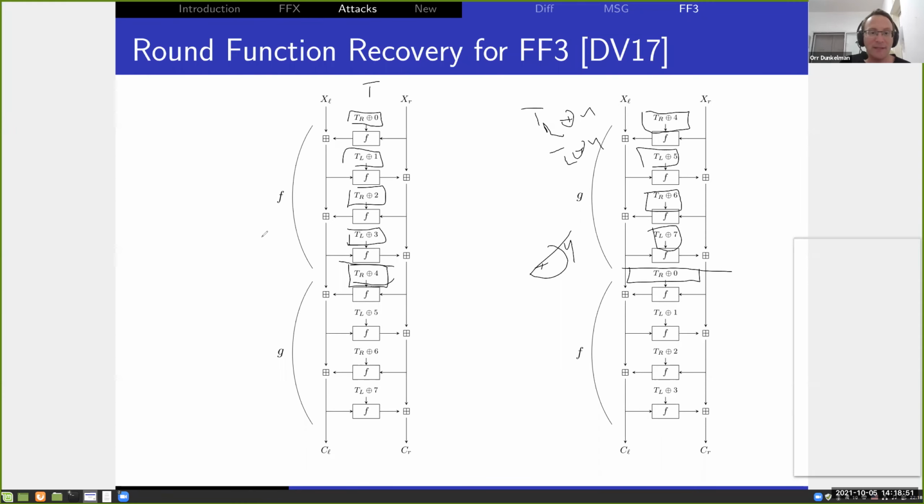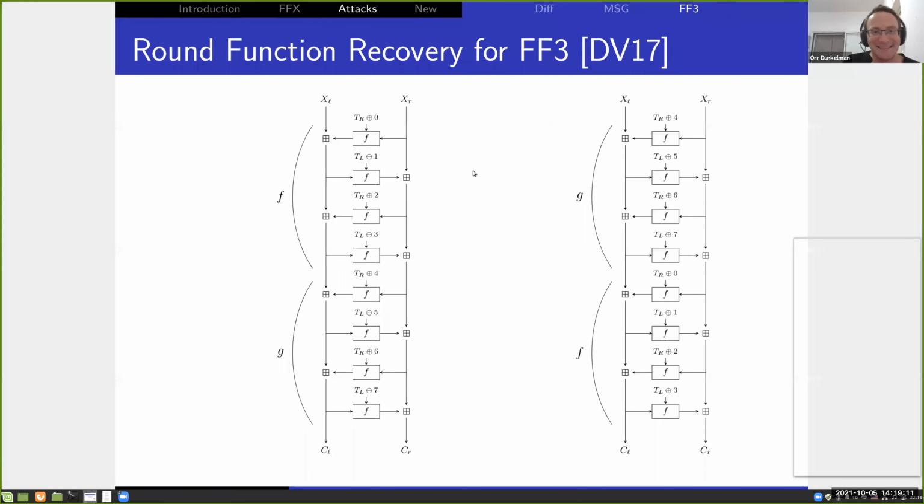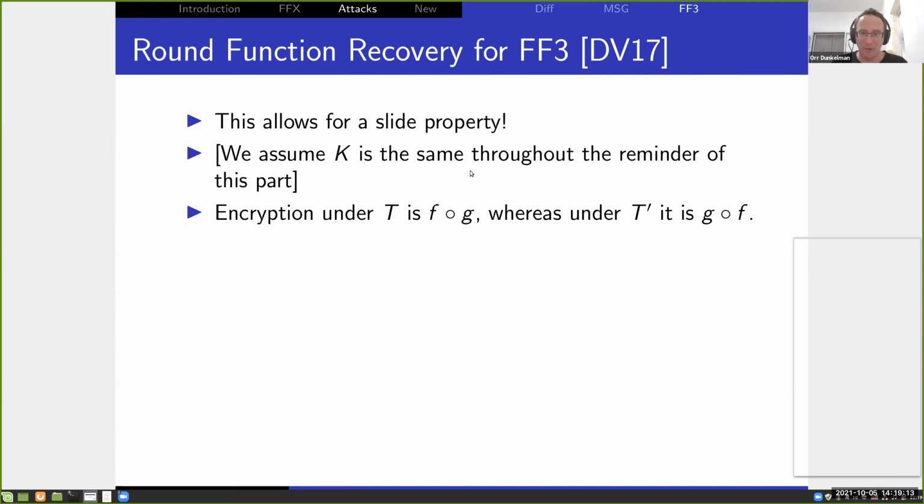So if I call these 4 rounds F, and I call the last 4 rounds G, the encryption under T is composed of F and then G, and the encryption under T prime is G and then F. And it would have been solved if you started the counting at 1. Okay, so we get actually a slight property. Now, throughout the remainder of this part, I'm assuming it's the same key always. Just disregard the key. There is a key there. Everything is a keyed function, but I am not going to mention it.